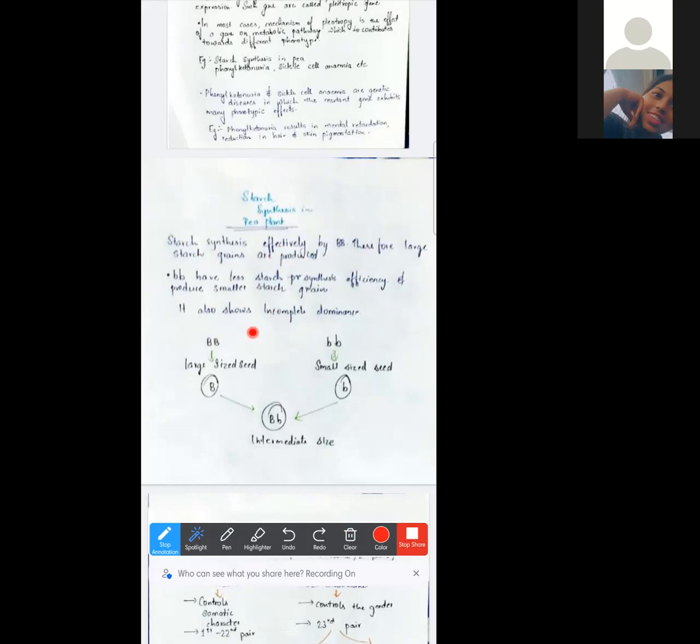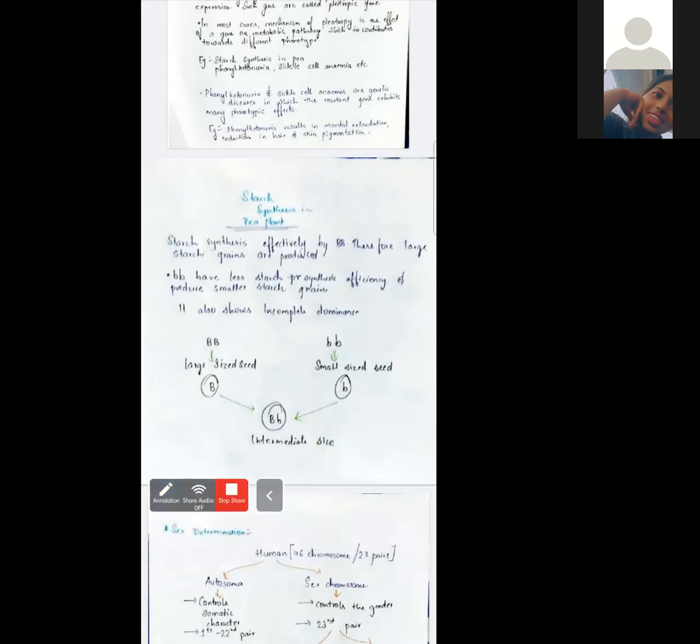It also shows incomplete dominance. Here we can see that capital B has higher starch synthesis efficiency, so it will also have large seed size. And small bb has less starch synthesis efficiency and will have small size seed. Now on mating these, we get starch grains with intermediate seed size. So this is also an example of incomplete dominance.